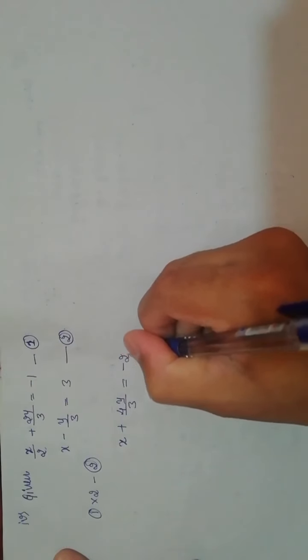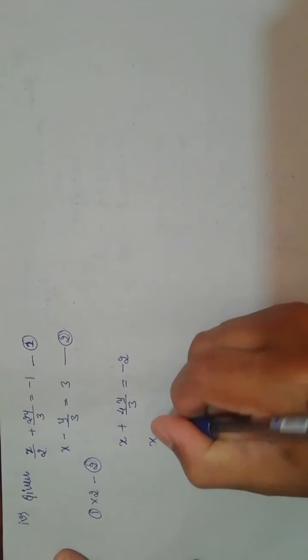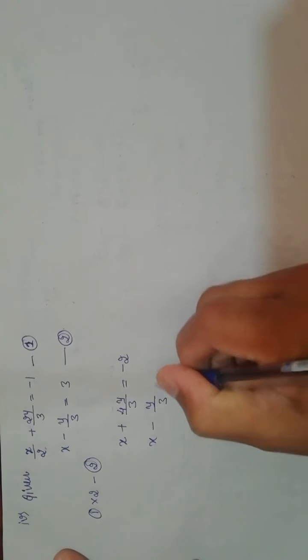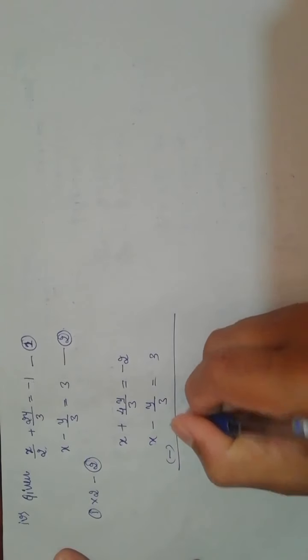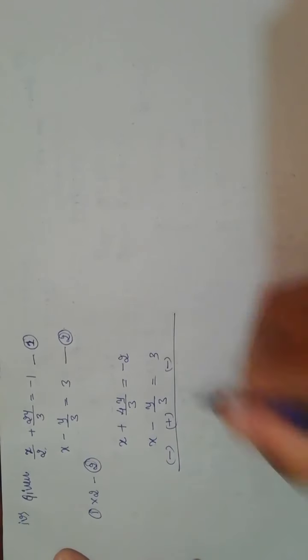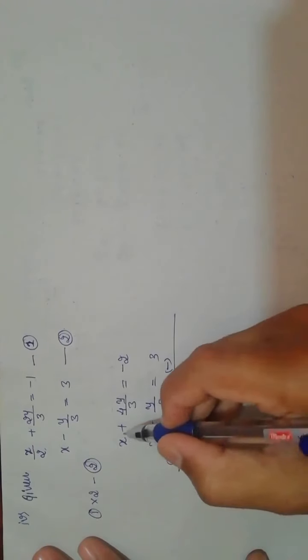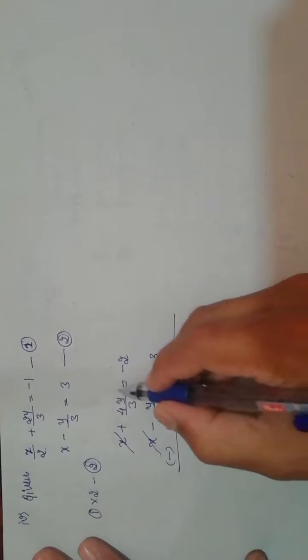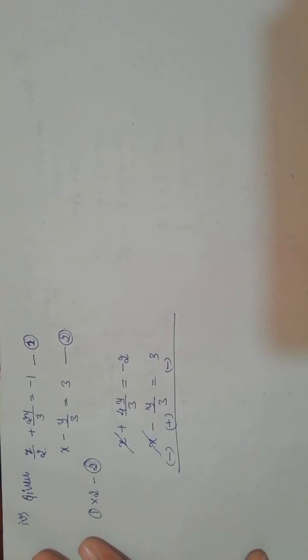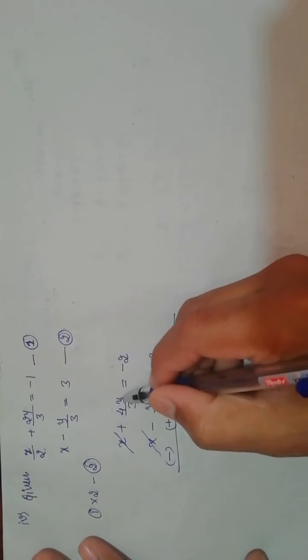2 into minus 1 means minus 2. Equation 2, no changes, write it as it is. So y by 3 is equal to 3, and then you need to subtract here, so change the sign. Okay, so minus. Now you can cancel plus x and minus x. Now for the remaining part you should be very careful here, because it is a fraction. That's why plus 4 by 3y.